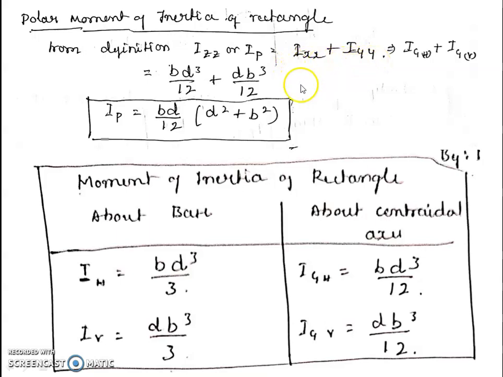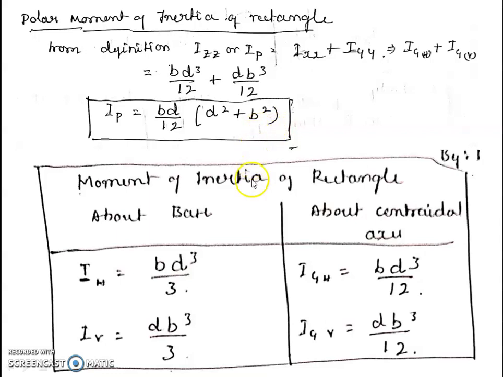Okay, that is equal to BD cube by 12, Ixx with respect to x-axis. Then with respect to y-axis, it will become DB cube by 12. Then if I simplify, the polar moment of inertia becomes BD upon 12 multiplied by (D square plus B square). This is the polar moment of inertia of a rectangle.